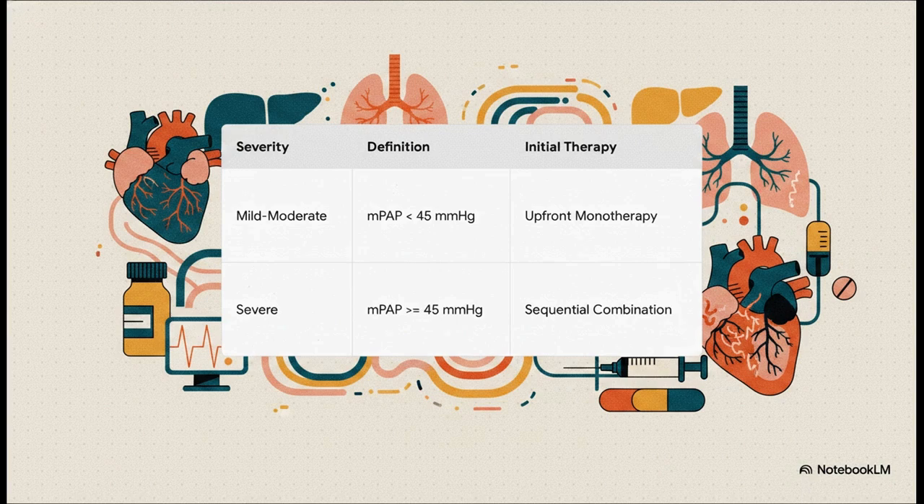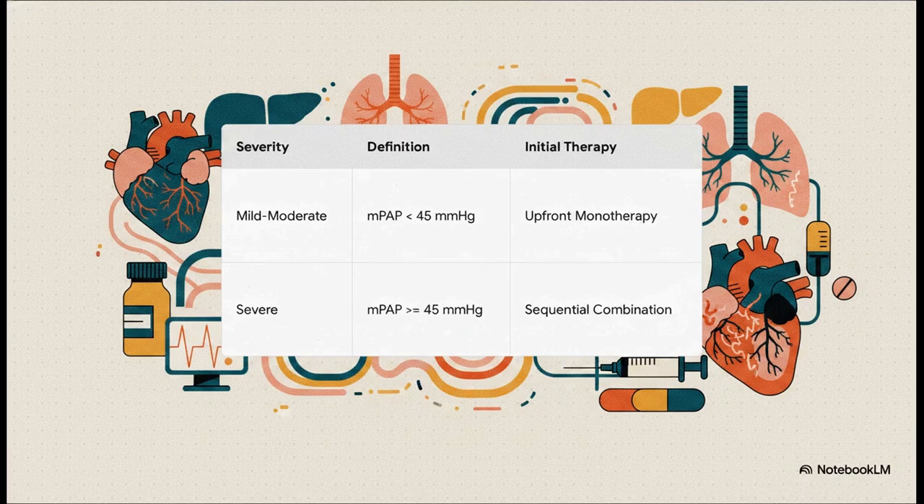However, if the patient presents with severe PoPH, meaning an MPAP of 45 or greater, or if they are highly symptomatic with things like syncope, frank right heart failure, or severe dyspnea at rest, monotherapy is completely insufficient. These high-risk patients require upfront sequential combination therapy.